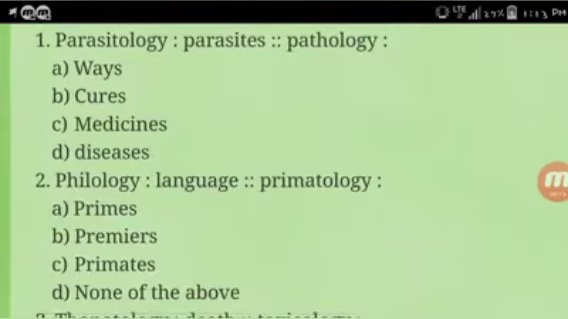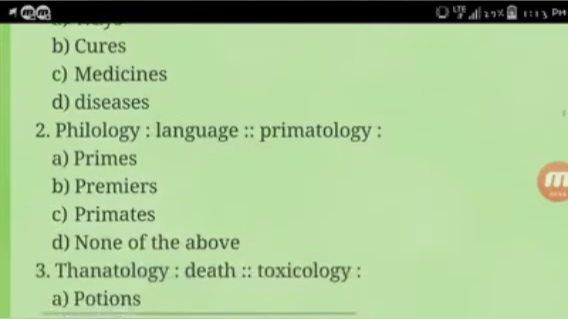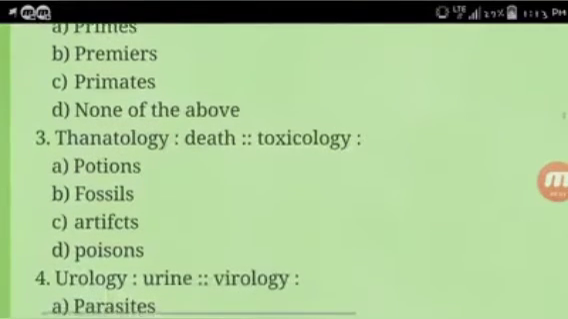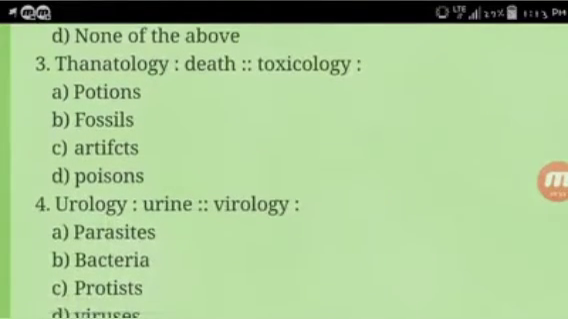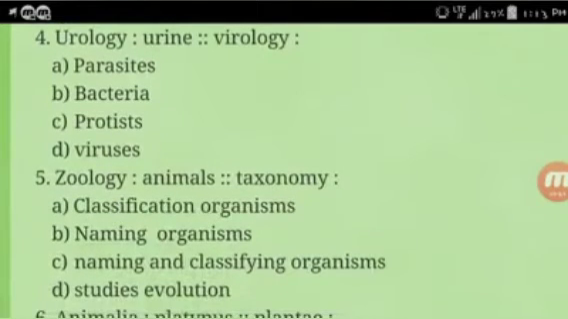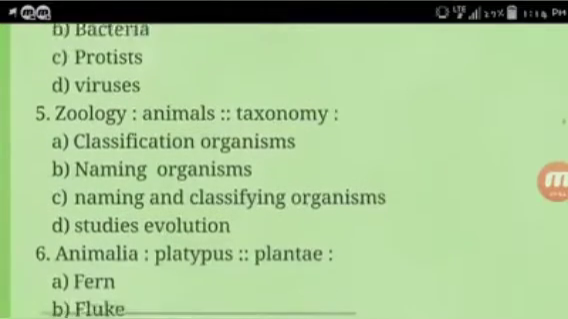Number 1, parasitology studies parasites. Pathology studies diseases, as you all know, pathogens or the organisms that cause diseases. Letter D. Number 2, philology studies language. Primatology studies primates or ape-like organisms. Letter C. Number 3, thanatology studies death, and toxicology studies toxic substances or poisons. Next, urology studies urine, and virology studies viruses and the diseases they cause. Letter D.